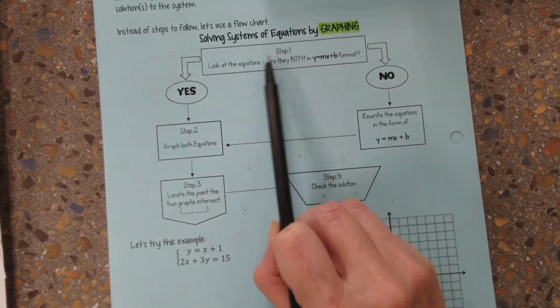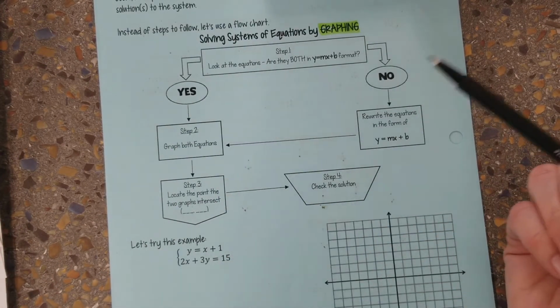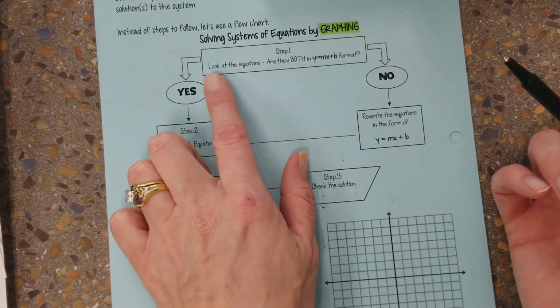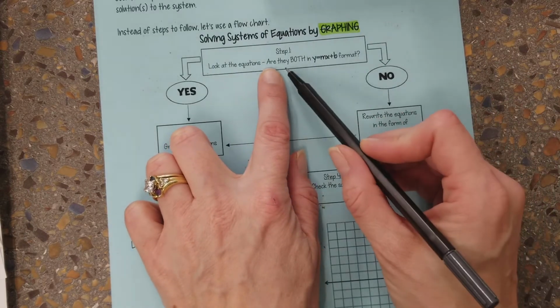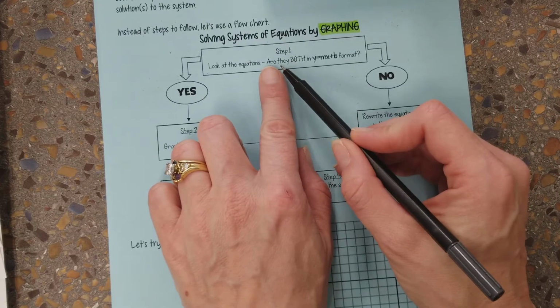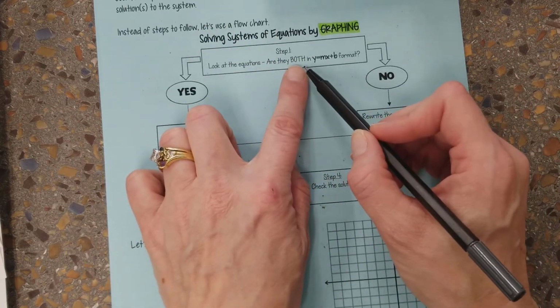So the first step is to look at the equations. You're going to have a system. It's going to have 2, it might have 3, it might have 4 equations in it. You need to look at them all, and that should say all, not both, because sometimes it will be more than 2. But for most of ours, it's only going to be 2.